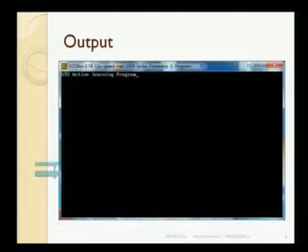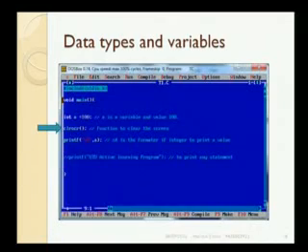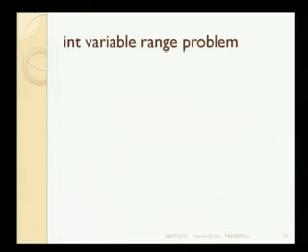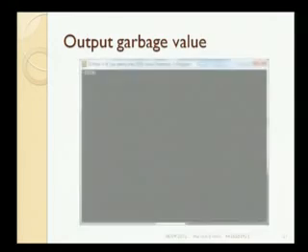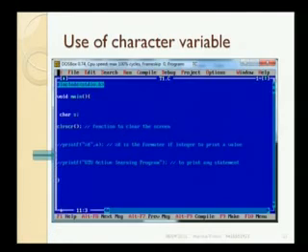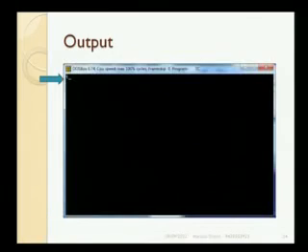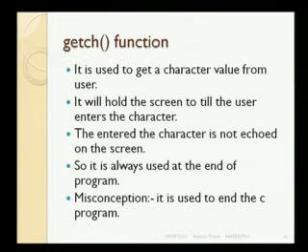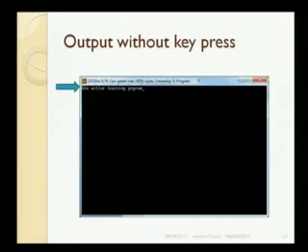See, this is the output. Error, when I write clrscr, I showed you, it's displaying an error. Data types, this is the basic output. Integer variable, if we go out of range, then it will print a garbage value. How to use a character variable, what is the output after the character variable, what is the use of the getch function. Here the instructions are written, and the misconceptions are also written. Example of getch, this is the basic output.